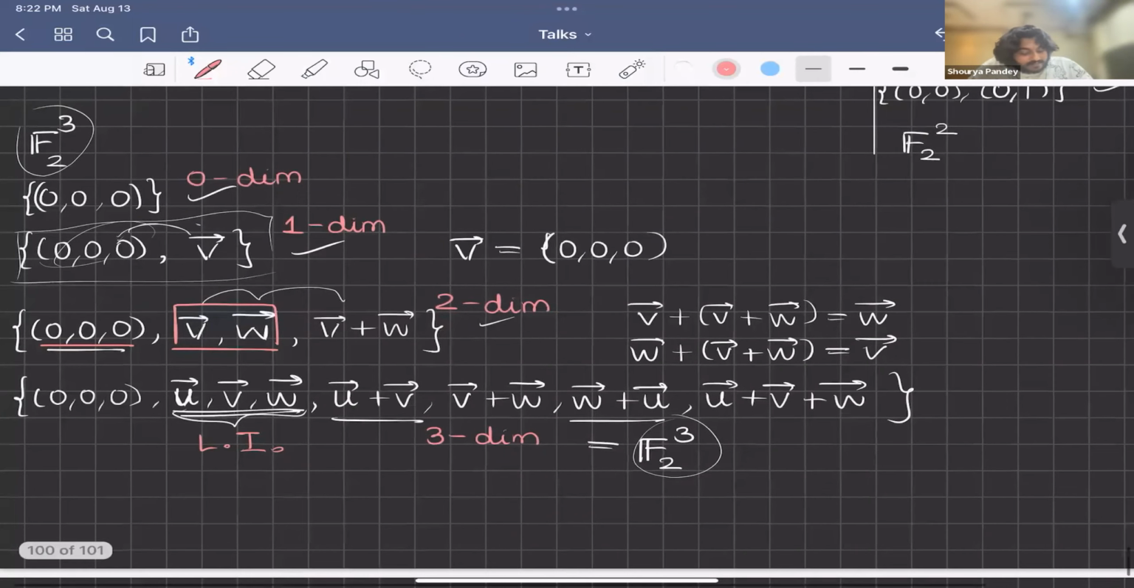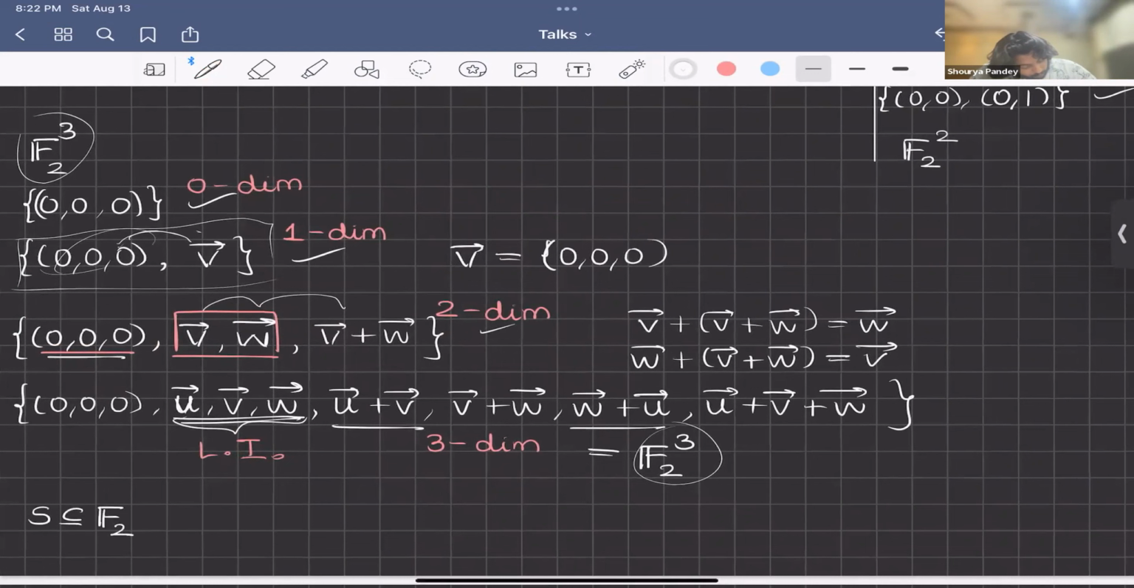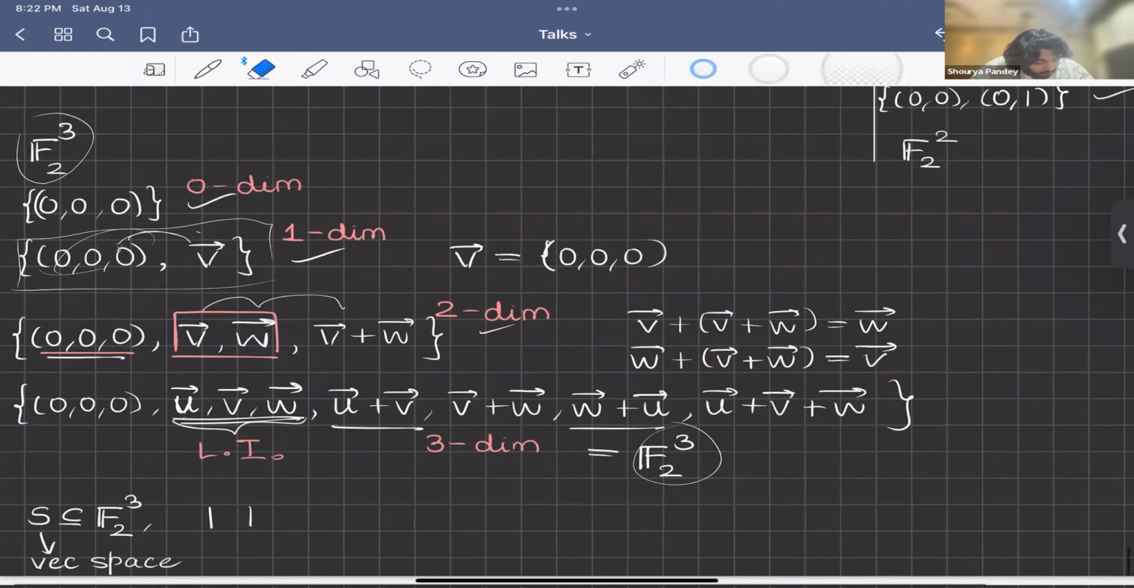And there is a very interesting property about dimensions here. Notice that the size of the set is just 2 raised to the dimension. So for any S which is a subset of F2 cubed, the size of S, vector space. Actually, V is the common thing to be used for vector space. I should just always write: the size of V is equal to 2 raised to the dimension of V.